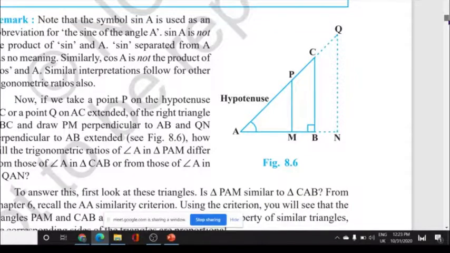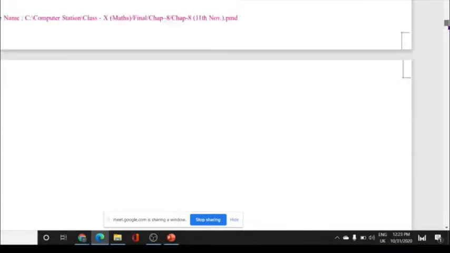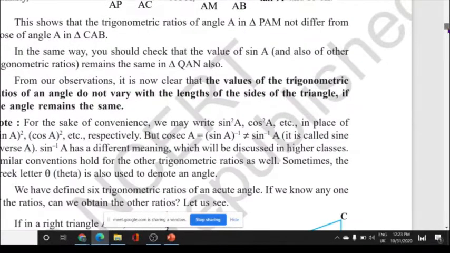Will it be an obtuse angle, acute angle, or right angle? Acute angles. Yes, the other two angles are going to be acute angles. Understood?